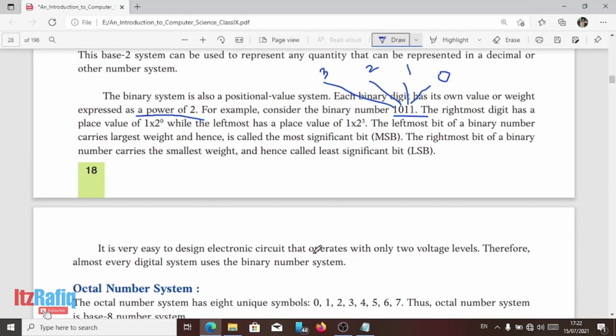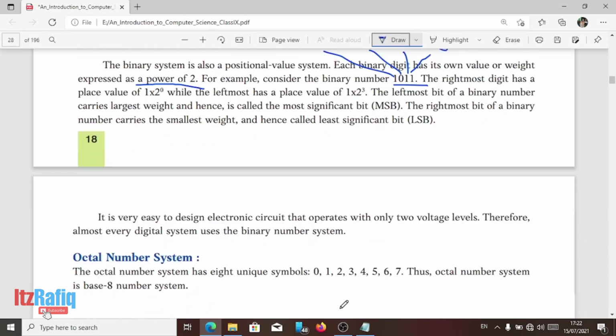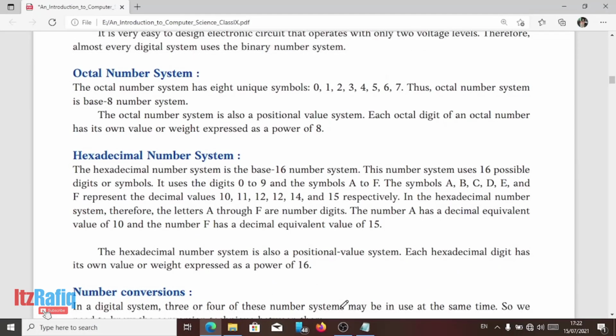It is very easy to design an electronic circuit that operates only on two voltage levels, one high and the other low. Next comes the octal number system. The octal number system has 8 values: 0, 1, 2, 3, 4, 5, 6, 7. So any number which has 8 or 9 in it is not a valid octal number. And an octal number always starts with 0 in computers.